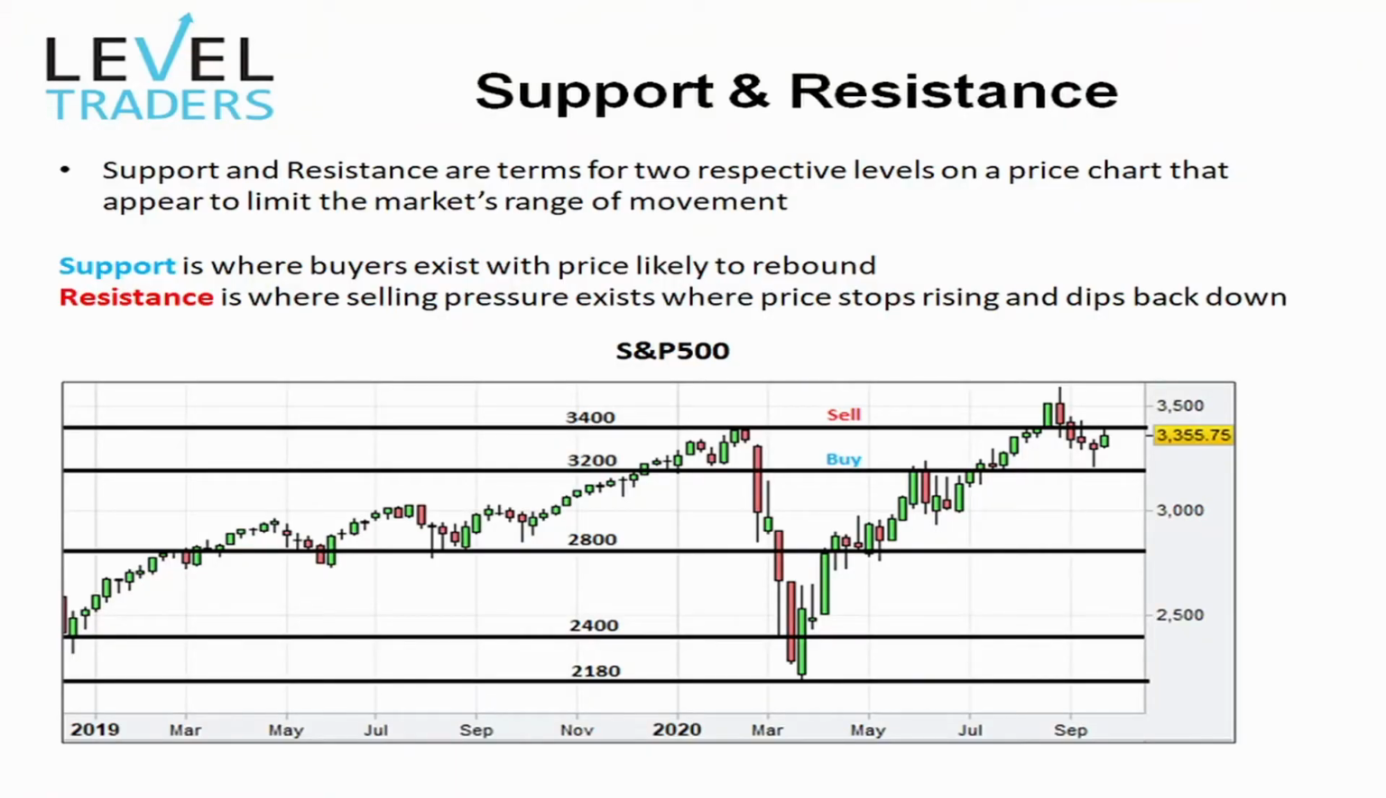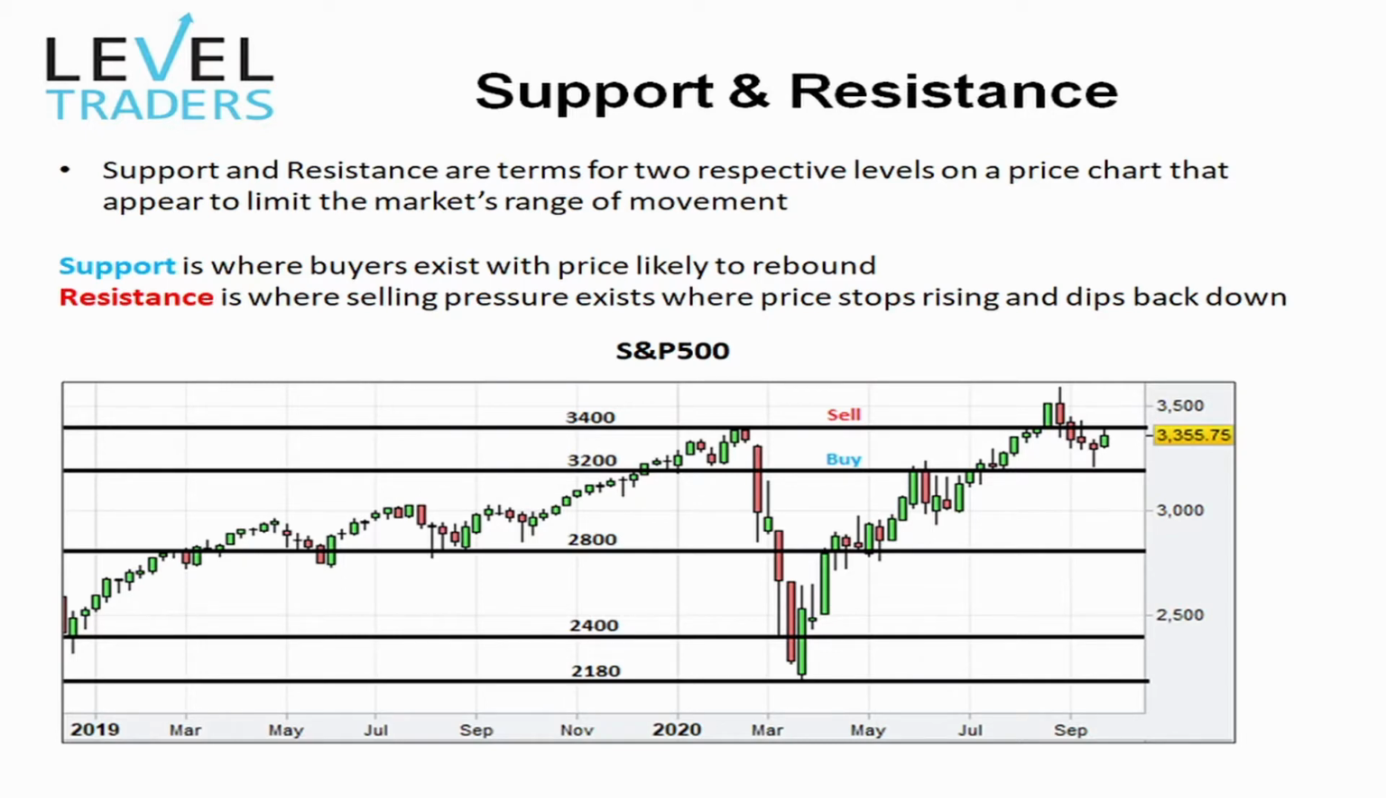So support and resistance. Firstly, what are they? Support is where buyers exist, so price is likely to rebound. Resistance is where selling pressure exists. This is usually where price stops and we see a bit of a dip in the price. Now, support and resistance are usually marked as areas or zones rather than exact numbers. Even though I have marked exact numbers here, you will normally see price trade around that area or zone.